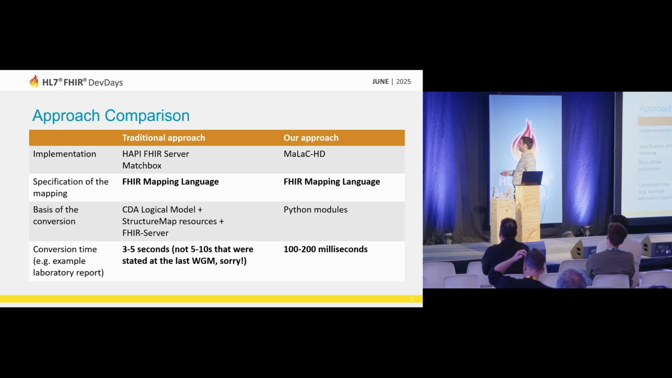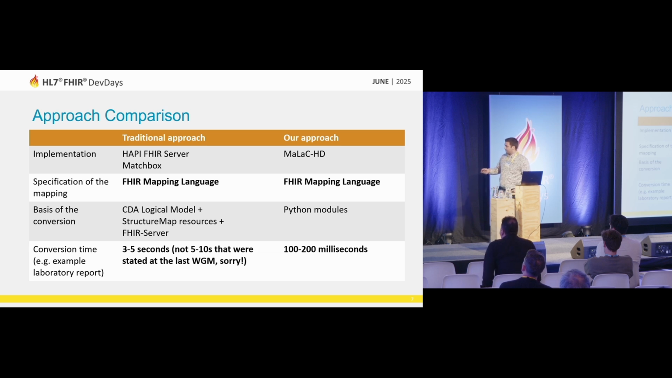And what's the comparison? We have the FHIR server with the Matchbox extension, and MaLaC-HD. Both are still using the FHIR mapping language. Besides that, with Matchbox we have the CDA logical model, structure map resources, and the FHIR server that you have to have at the time of the transformation. We just have to use our Python modules.